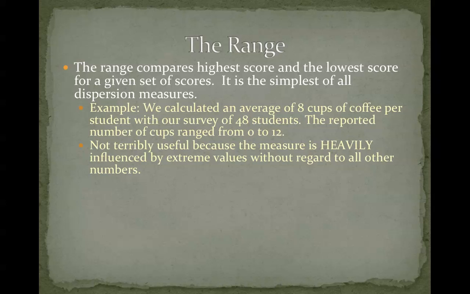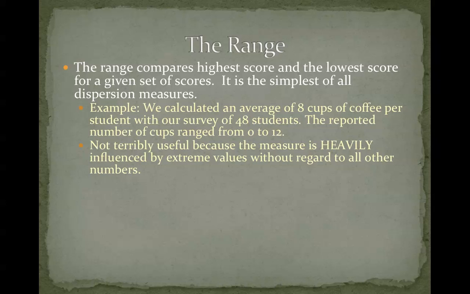So the first measure of dispersion is the range. The range is by far the easiest one to do. It's very straightforward, and there's no actual calculation per se. In fact, it's probably the least useful of the measures of dispersion. Essentially, the range is looking at the highest score and the lowest score and just giving me the range.